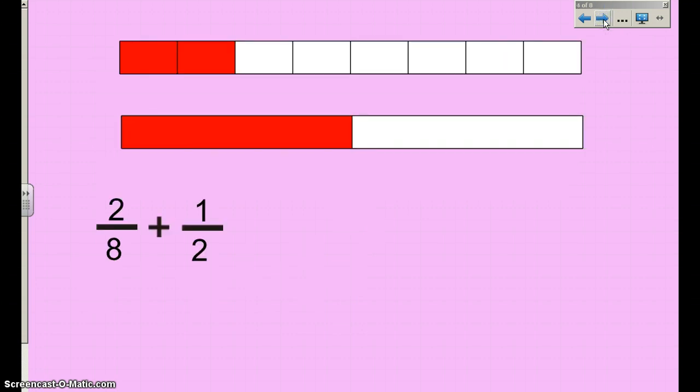This time I have 2/8 plus 1/2. What I'm going to do is look at my bottom model, which is 1/2, and change that denominator to an 8 using my model. So I'm going to take this one and make it into 8 equal parts. I'm using the lines from the top model so that I make sure that it will be the same. So now I've just changed 1/2 into 8 equal parts. 4 are shaded in, so 1/2 is the same as 4/8.